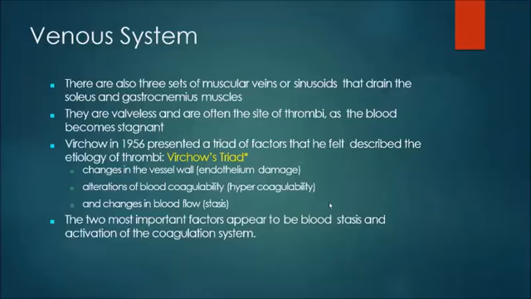Virchow's triad was developed to describe the etiology of thrombi, which we talked about in previous lectures, so this should all be familiar to all of you. You have changes in the vessel wall, which result from endothelial damage, alterations of blood coagulability, and changes in blood flow, which is stasis. The two most important factors are blood stasis and activation of the coagulation system.